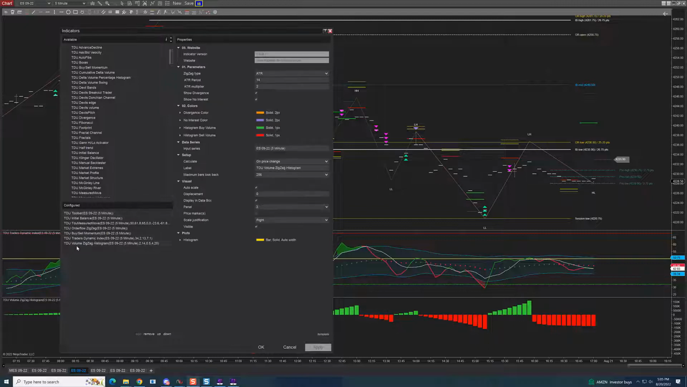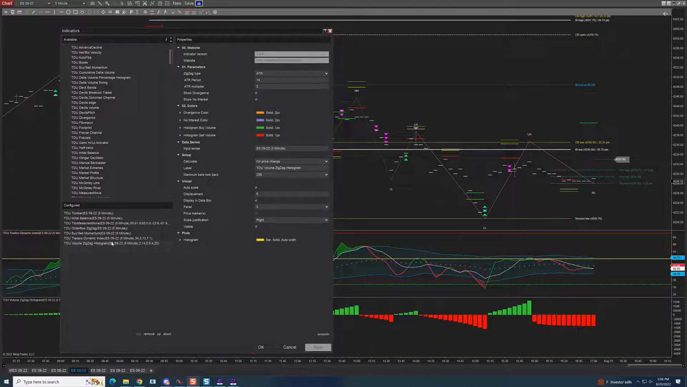I've added the volume zigzag histogram. This is the sister to the order flow zigzag. So I'm getting a visual representation of those swings here based on volume, with the volume represented down here. You would want it to match the order flow zigzag, so again, 14 period, 2 times the ATR to create a new swing.